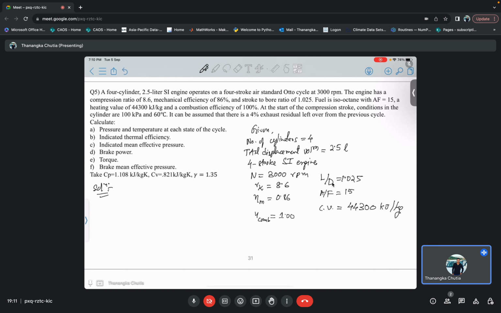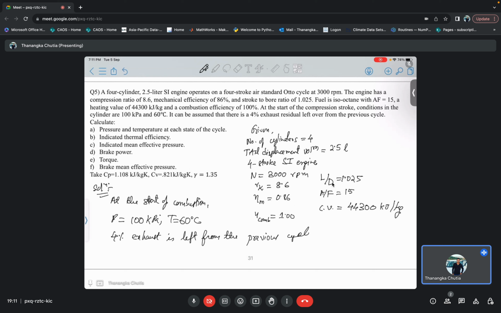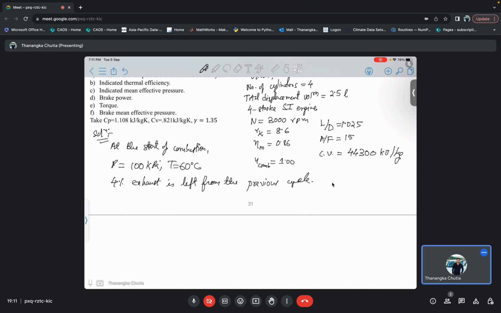Now at the start of combustion, P is given as 100 kilopascal, and T is given as 60 degrees Celsius, and also 4% exhaust is left from the previous cycle. So these things are basically given to us. So now let us try to solve this question then.